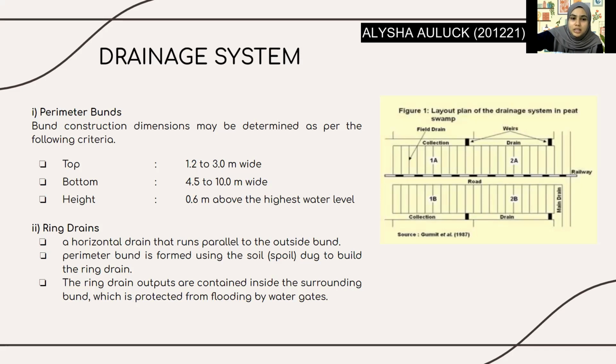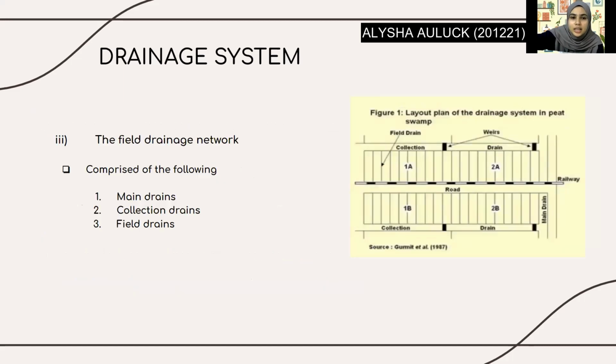Second is the ring drains. A ring drain is a horizontal drain that runs parallel to the outside band. The perimeter band is formed using the soil or spoil dug to build the ring drain. So the outputs of the ring drain are contained inside the surrounding band, which is protected from flooding by water gates.